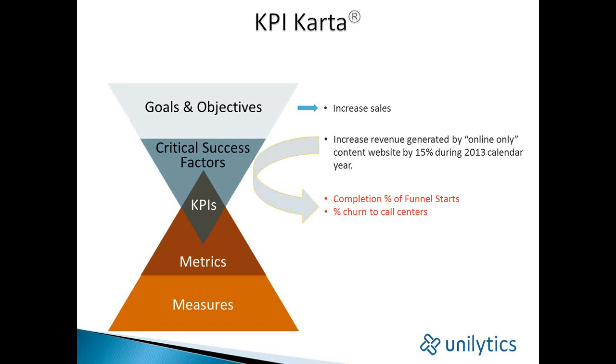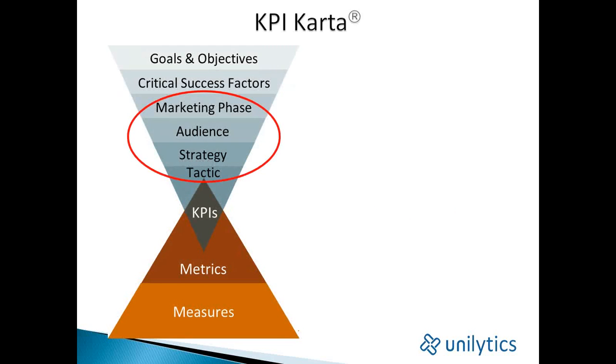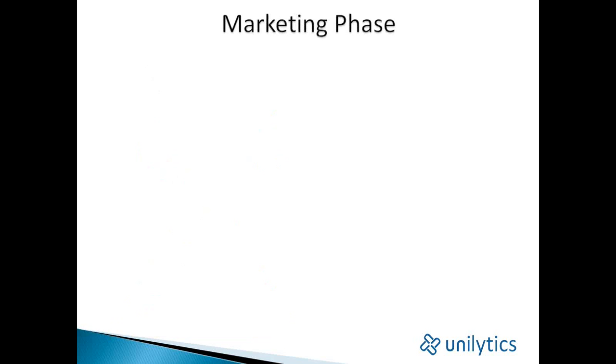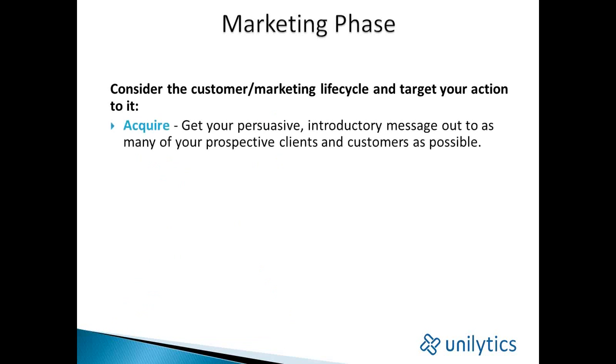So what we did was we expanded the KPI Carta to include 4 new phases, or 4 new steps. The marketing phase, the audience, the strategy and tactic. And if we start by looking at the marketing phase, these are the things that are part of the overall customer marketing life cycle for any organization with their customers. The first phase we engage in is the acquire. We want to get a persuasive message out to as many people as possible.